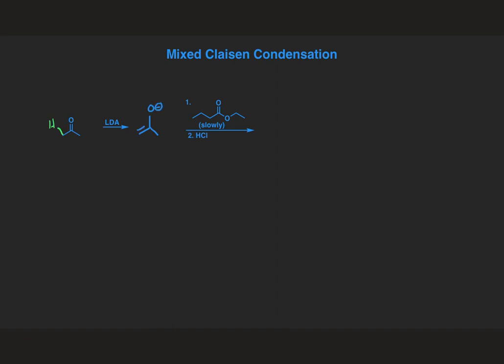And the Claisen condensation typically uses two esters, but in mixed Claisens, the nucleophile could be an aldehyde or a ketone, and the electrophile needs to be an ester. And so in this case, the ester is here, and we're going to add that slowly after we have generated the enolate.